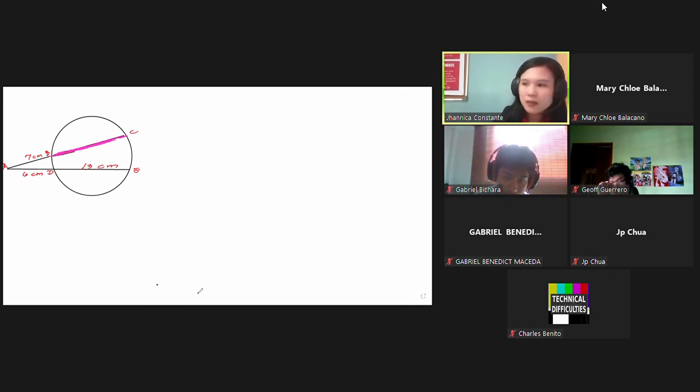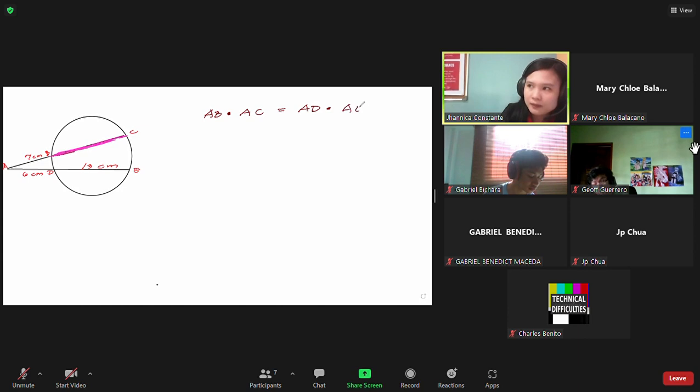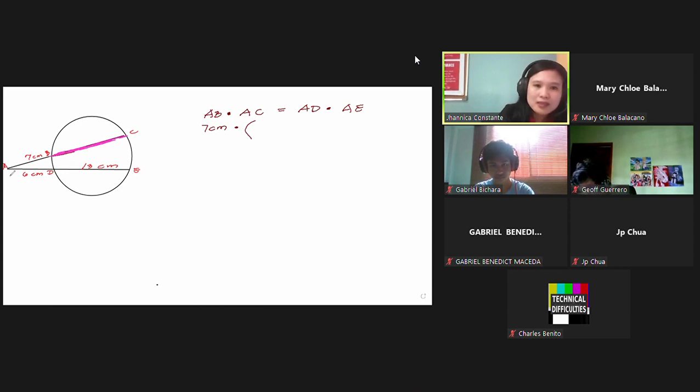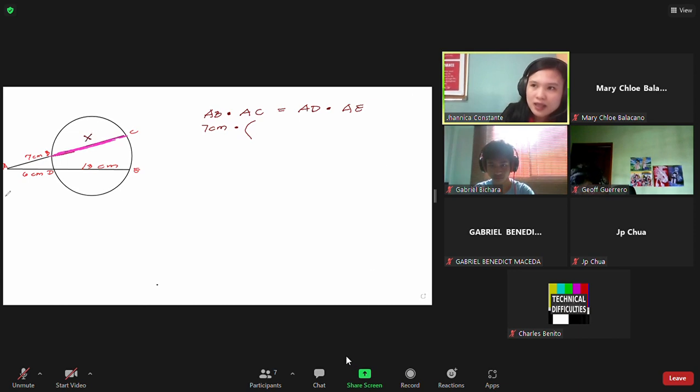Following the second theorem about finding the length of segment, we're going to multiply AB, multiply to the whole chord, which is AC, equals to the secant AD, multiplied to the whole chord AE. So AB has a measurement of 7 centimeter, multiplied to the whole measurement of AC. Since BC doesn't have a measurement, let's say this is X.